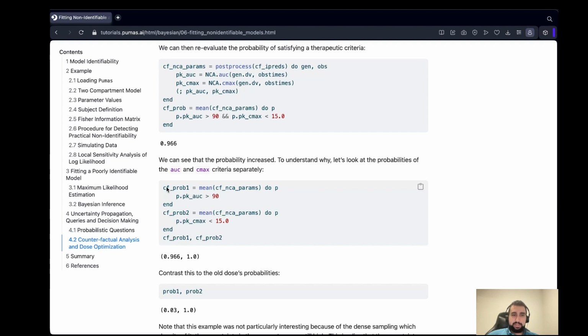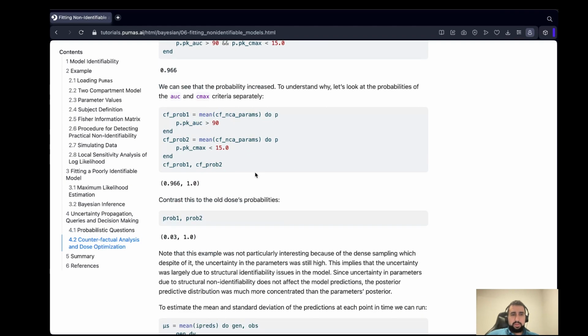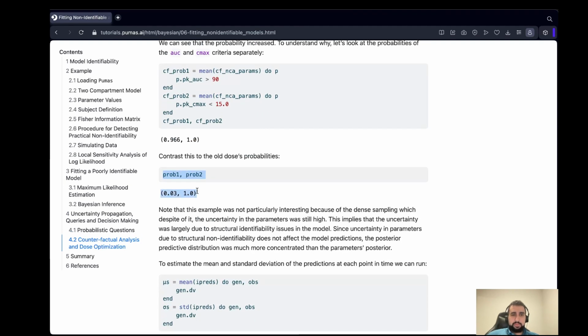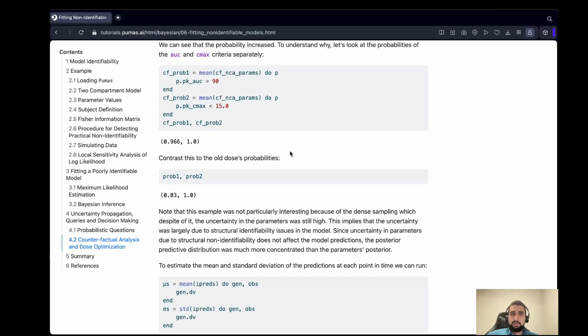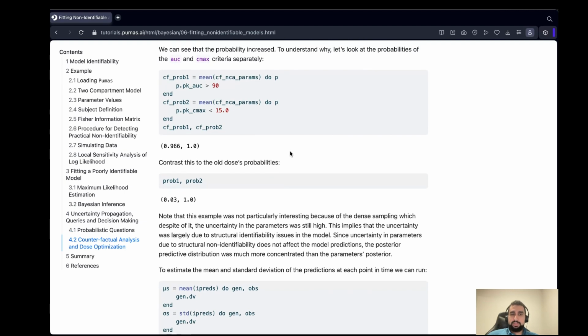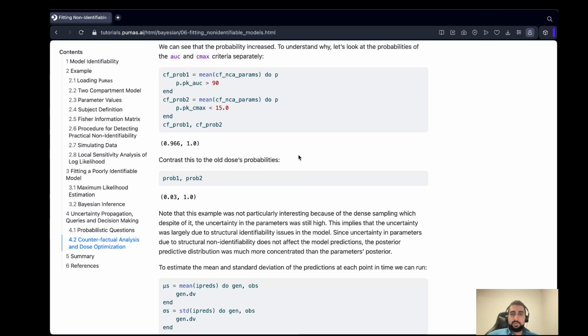And we can actually break it down again and see why. So the second probability actually didn't change, it's still 1, but the first probability changed a lot. Compare this to the original probabilities here. Right. So we can use this to play games and see what different dosing regimens result in, and hopefully choose one dose based on certain criteria that we specify, therapeutic criteria that we specify.